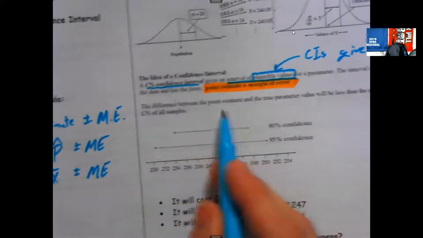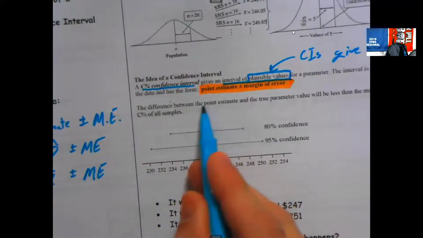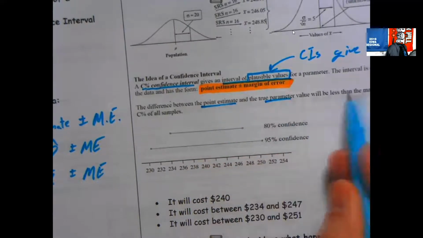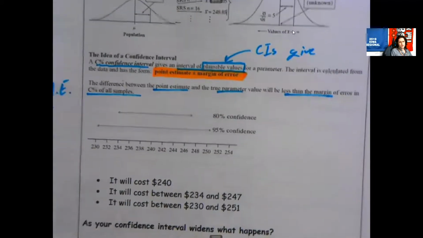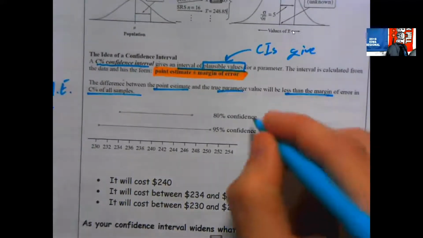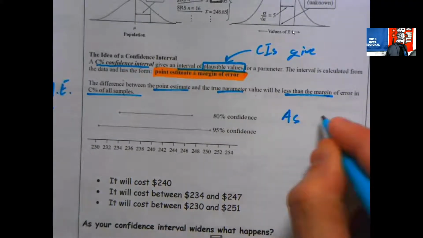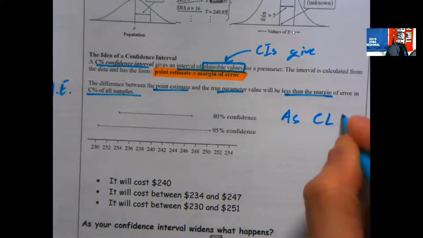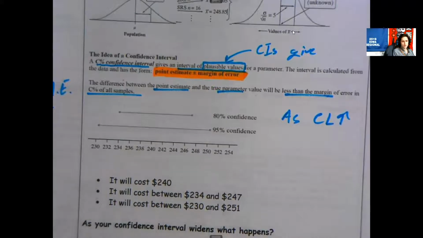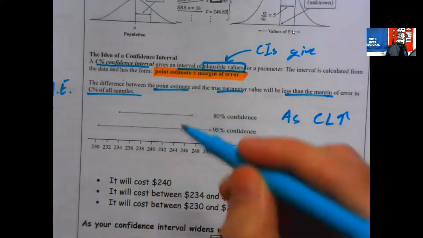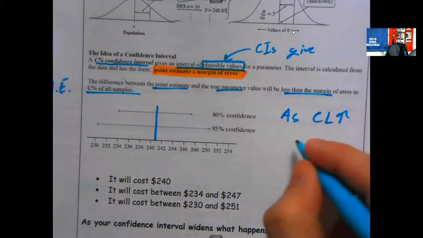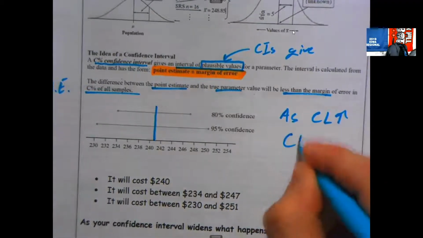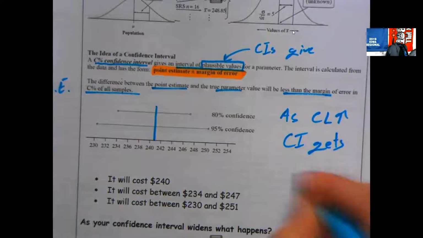The difference between the point estimate and the true parameter will be less than the margin of error in C% of all samples. So what do you see here? Confidence goes up. As your confidence level goes up, what happens to our confidence interval? It looks like, here's kind of the middle. As the confidence level goes up, the confidence interval gets wider.